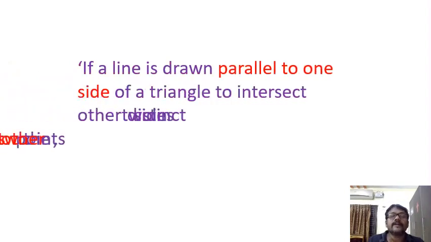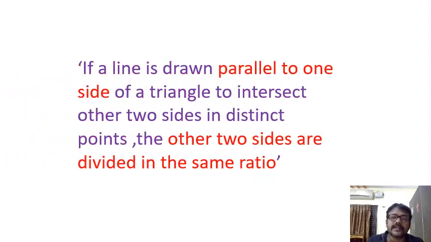Right, let me state the basic proportionality theorem, or Thales theorem, as follows. If a line is drawn parallel to one side of a triangle to intersect the other two sides in distinct points, the other two sides are divided in the same ratio.